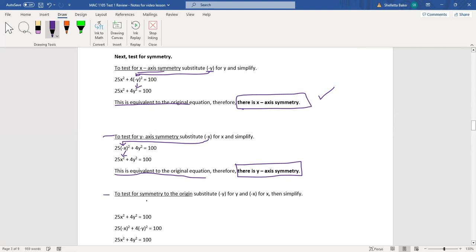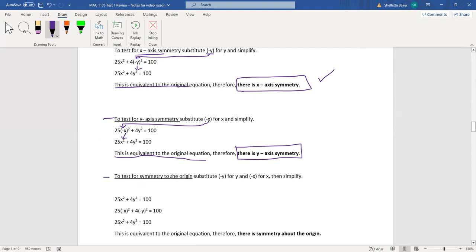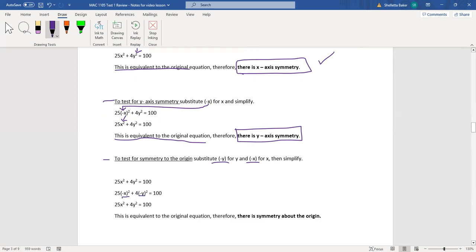To test for symmetry about the origin, we're going to substitute both x and y. Negative y for y, negative x for x, and then we want to simplify. And when we do that, we'll wind up with the original equation simplified as 25x squared plus 4y squared. And therefore, there is symmetry about the origin. And then you're done.